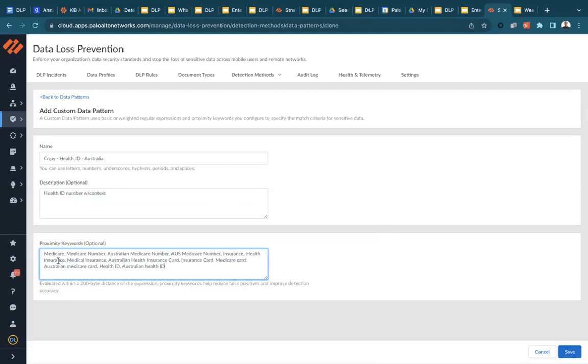So that's just what we mean by being able to customize proximity keywords. We've already shown you the kind of levers that you are able to pull for making some of these changes such that we make the DLP system work for you and not just a generic version as such.